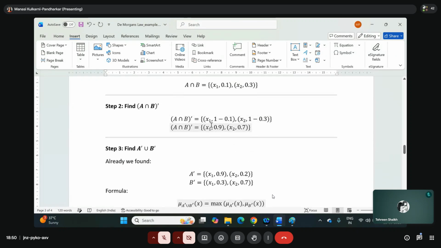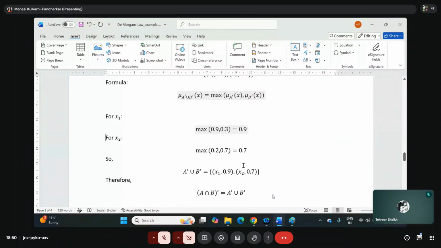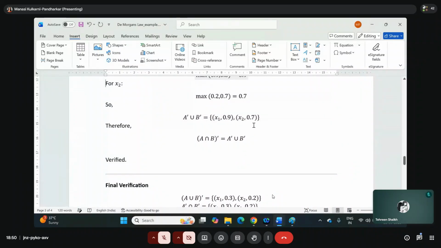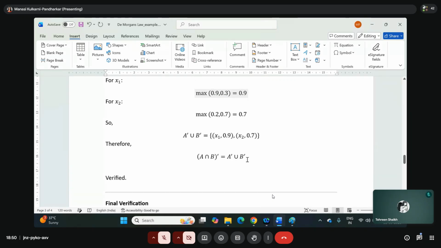So what we got over here, see, intersection 0.9 and 0.7. What we got over here, again same 0.9 and 0.7. Hence proved now. Yes, ma'am. So same way you have to do it the De Morgan's law.